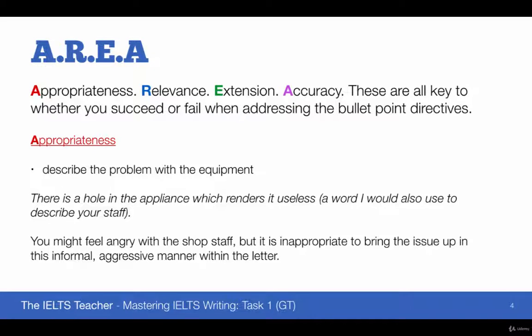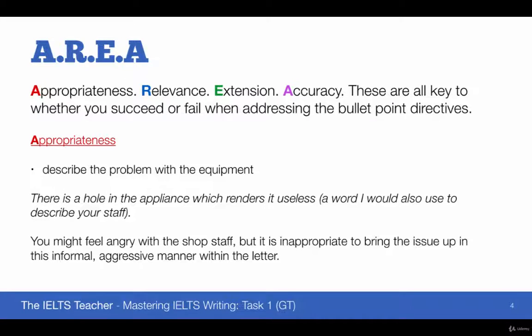So let's look at one of these bullet points. Describe the problem with the equipment. Okay, now this is a bit of an unlikely scenario. You're probably not going to write this, but it's good for an example. There is a hole in the appliance which renders it useless. A word I would also use to describe your stuff. Okay, so that language in parentheses there, I wouldn't recommend that you write that.